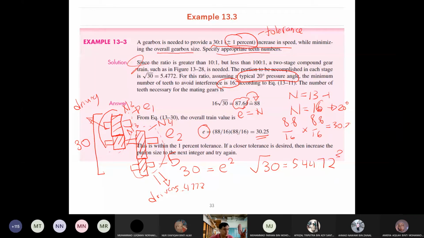Okay, kenapa berlakunya tolerance ni? Sebab apa? Sebab teeth tadi ni. So the question is, boleh tak awak ambil 87 teeth? Jawapannya boleh. Kan, sebab untuk dapatkan E30 ni, you need to have teeth 87.64, but that doesn't make any sense, betul tak? So you either take 88 ataupun 87 basically. So kalau 87, probably awak mungkin dapat 29 kot. So 29.8 kan. So still within the 1% of the tolerance.